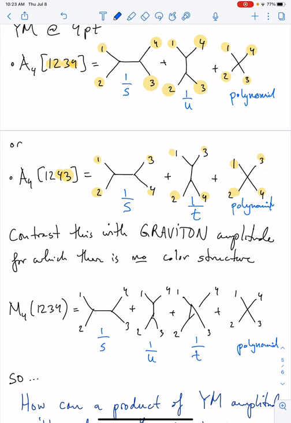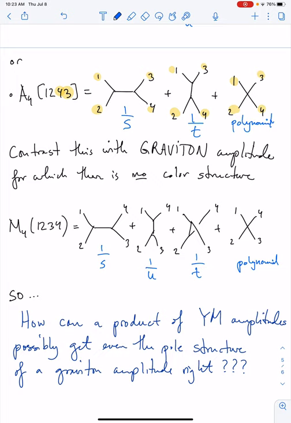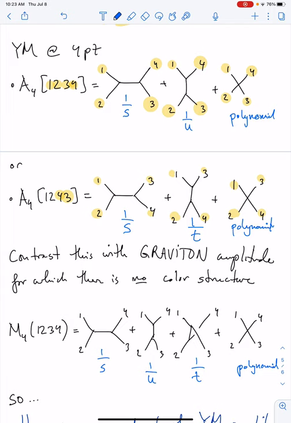So now looking at this, and thinking about taking a product of color-ordered amplitudes, such as the Yang-Mills amplitudes displayed here, how can it possibly ever give the correct graviton amplitude? Even not just the whole structure, but just thinking about the pole structure, how can it possibly get the pole structure right? A graviton amplitude has to have simple poles in the S, U, and T channels, when the partial amplitudes don't have this and even have overlapping poles, how can that possibly even work? Well, let's see how this works.